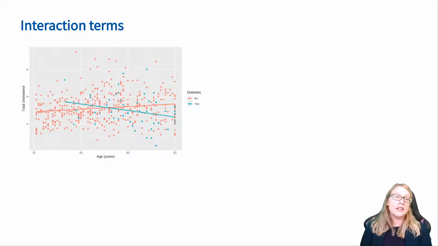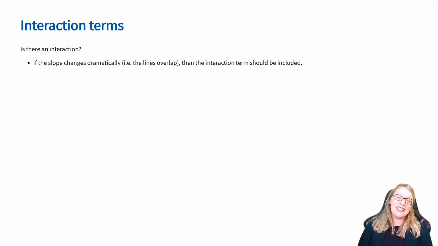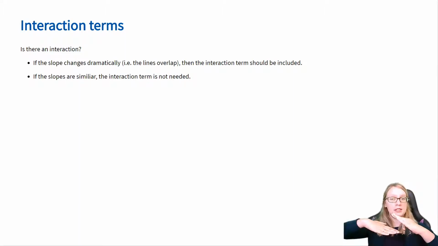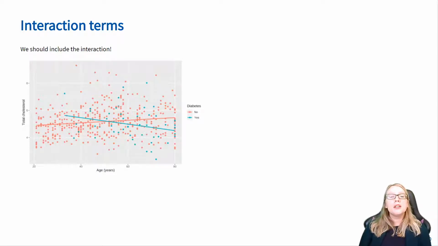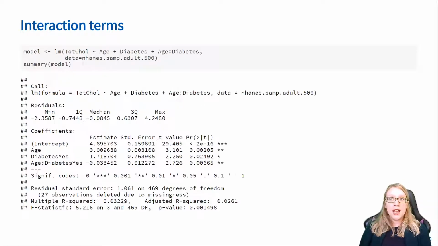So when we see a difference in slopes, that tells us that this interaction term should be included. Whereas if the slopes had been similar, if the two lines hadn't really intersected, then we wouldn't need to add an interaction term. So here this strongly suggests that we should include the interaction. And in fact, if we do fit a model to predict total cholesterol based on age, diabetes, and the interaction, this interaction term down here is in fact significant. We are gaining information from including that.